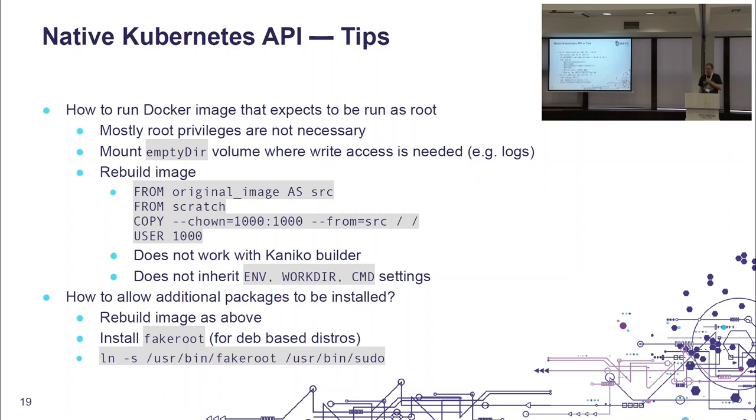And we also created a little trick to allow installing additional packages in a running container. You can rebuild the image as above and install the fakeroot utility. And if you symlink the fakeroot utility to sudo, you actually have a working sudo in the running container. It's just a cosmetic thing.